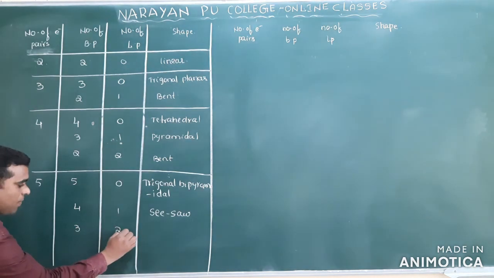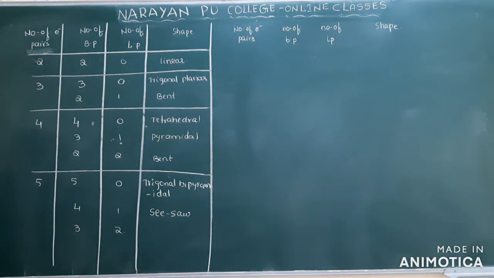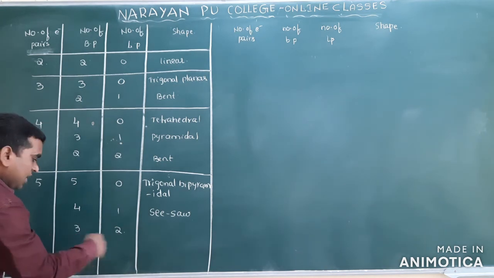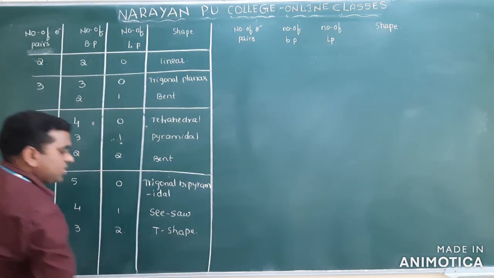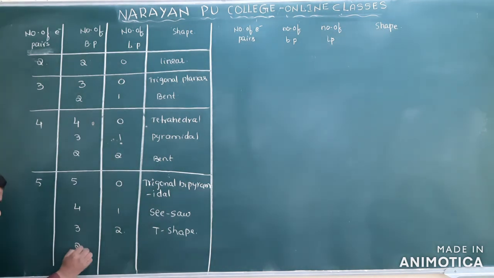Another one is 3 bond pairs and 2 lone pairs. Clear? Then what is the shape of the molecule? The 3 and 2 case, we have just discussed: the shape of the molecule is T-shape. And the reverse, 2 bond pairs and 3 lone pairs.